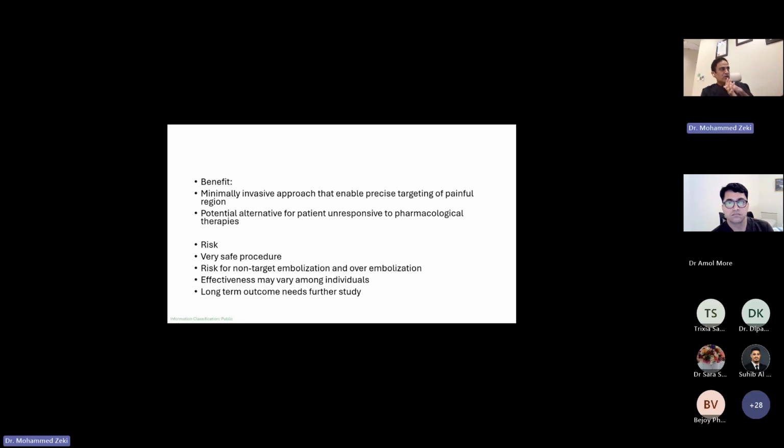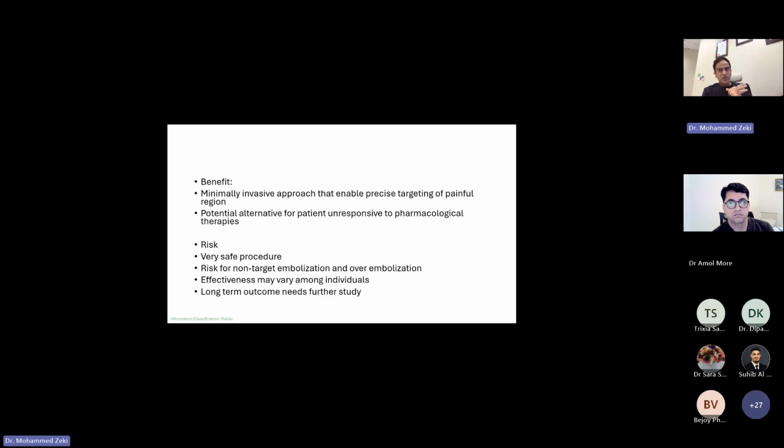What's the benefit of the procedure? It's minimally invasive. There is no surgery, no hospital stay. It's a day case, and it is a potential alternative to unresponsive pharmacological treatment, doing repeated injections, patients who do not respond to physiotherapy, or have poor compliance with the physiotherapy.